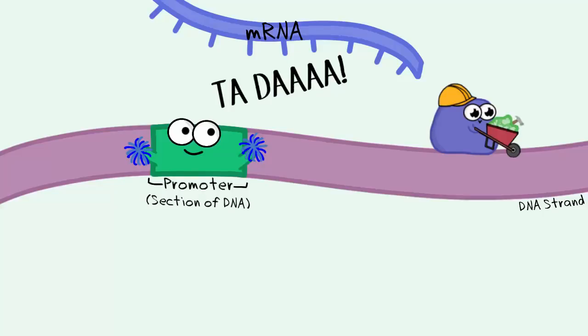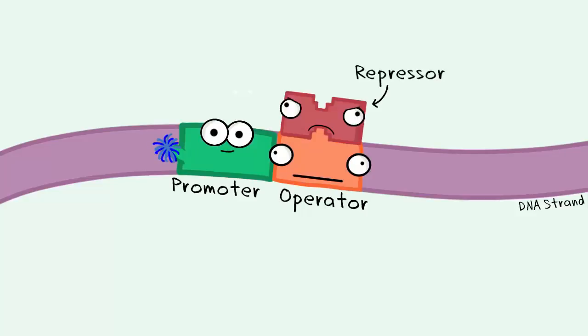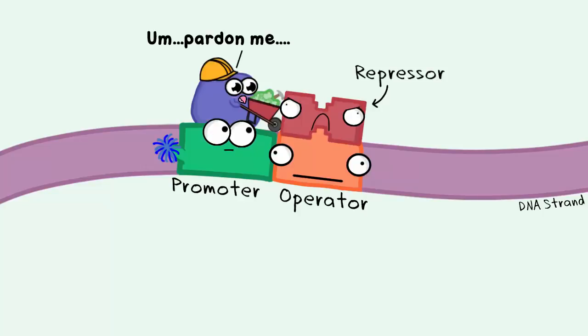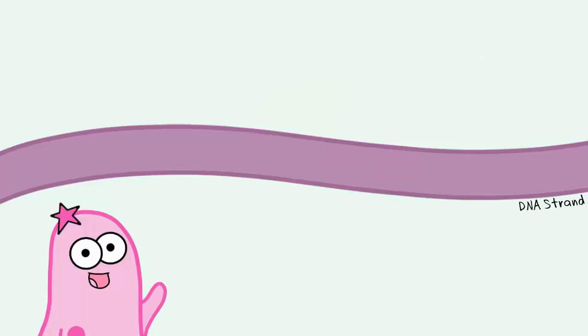But there's this other sequence of DNA called an operator. The operator is a part of the DNA where something called a repressor can bind. The repressor, if bound to the operator, blocks RNA polymerase, and poor RNA polymerase cannot move forward and no mRNA can be made, therefore no proteins. So let's take a look at our setup here.